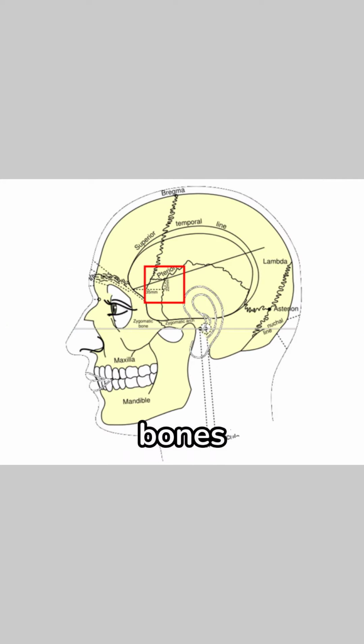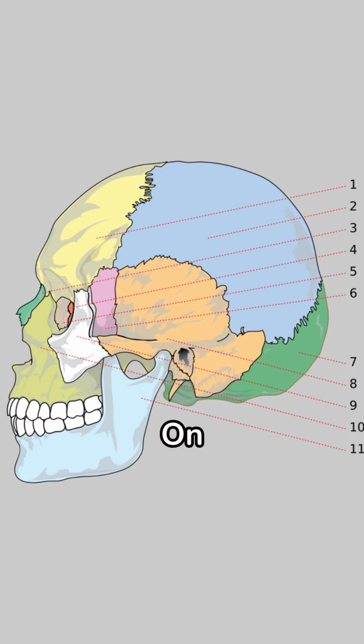The parietal bones are involved in several important sutures. In addition to the sagittal suture at the midline, they are connected to the frontal bone by the coronal suture and to the occipital bone by the lambdoid suture. On the inner surface of the parietal bones, there are grooves for blood vessels that supply the brain. The outer surface has a smooth, curved shape, which helps in the protection of the brain.